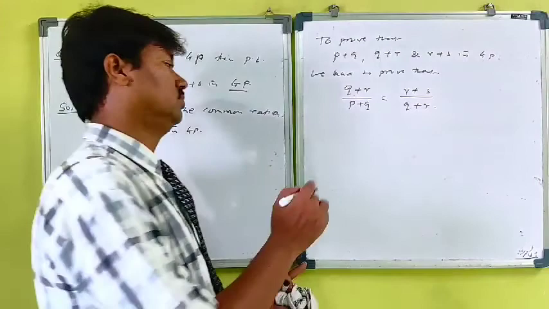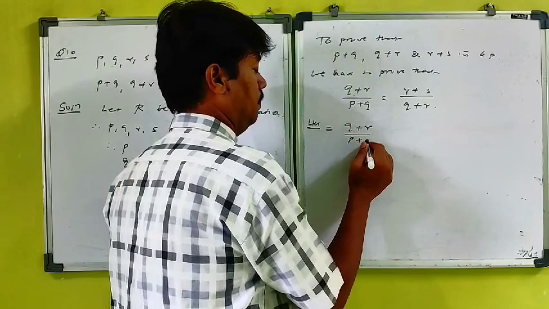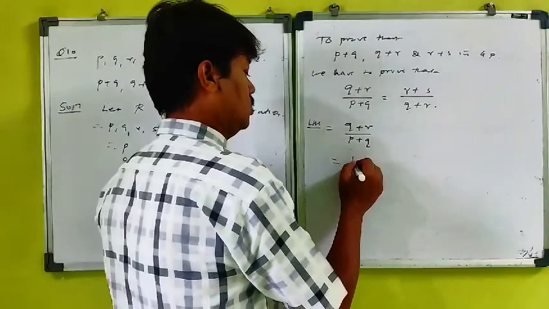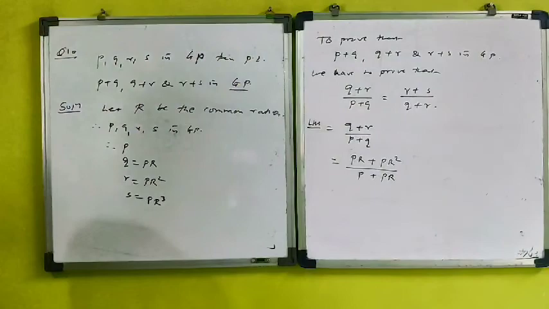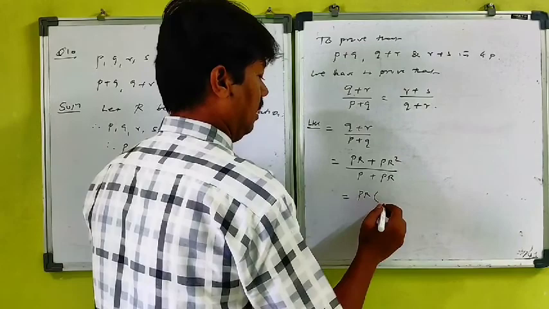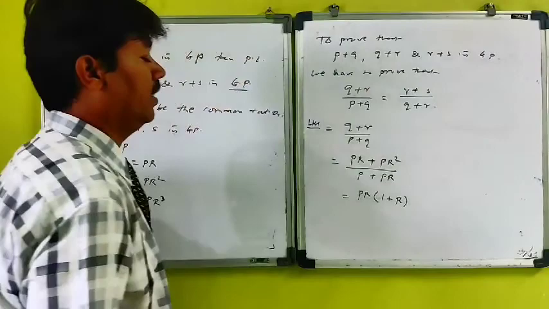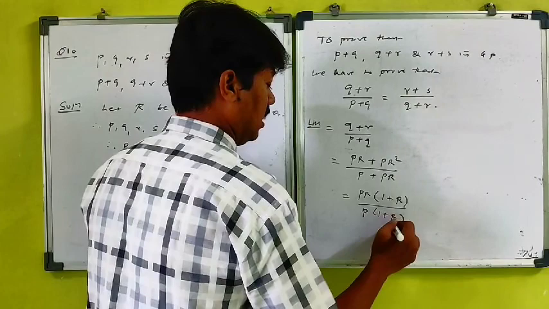So LHS is Q plus R upon P plus Q, which is equal to what? Take the value of Q as PR, so the numerator is PR plus PR squared, and the denominator is P plus PR. What is common in both? In the numerator PR is common, leaving 1 plus R. In the denominator P is common, leaving 1 plus R. The 1 plus R cancels, P cancels, so the result is R. That is the left hand side.